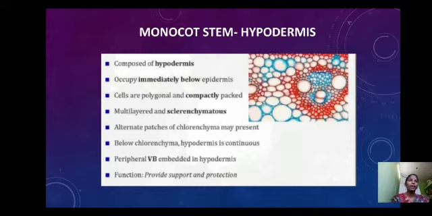So in monocot only hypodermis is present, all the other regions are absent. This hypodermis gives the mechanical support here. And then the vascular bundles are embedded in the hypodermis region.